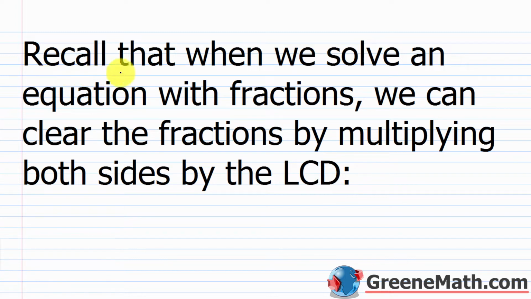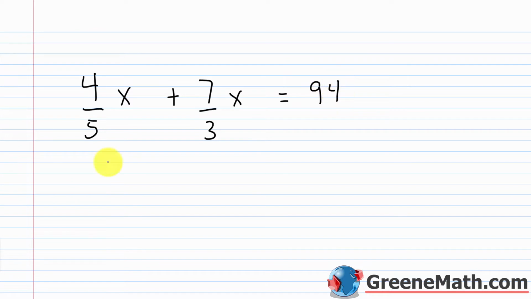Recall that when we solve an equation with fractions, we can clear the fractions by multiplying both sides by the LCD. As a quick example, let's say we saw 4/5 x plus 7/3 x equal to 94. If I didn't want to work with the fractions, I could multiply both sides of the equation by the LCD, and it would clear the fractions for me.